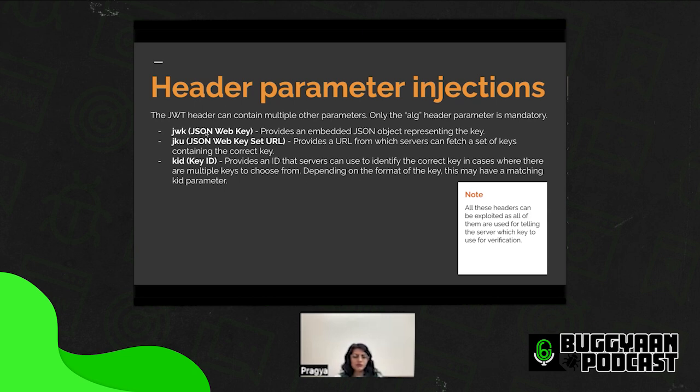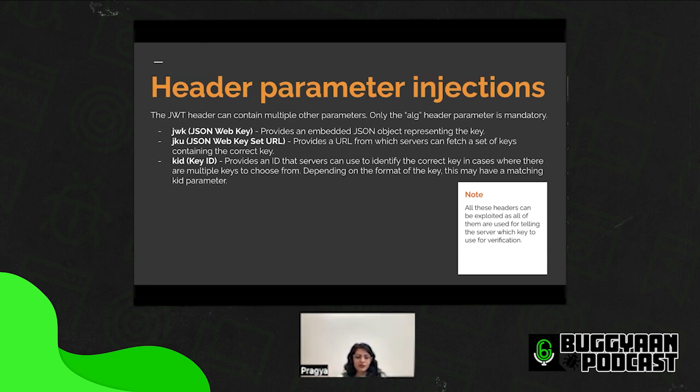First is JWK, which is called the JSON Web Key. It provides an embedded JSON object representing the key. The key which is used for signing is a JSON object only. So if you ever see this parameter JWK in your token header, its value would be a JSON object, and that JSON object would be the key. So take note of that. If you ever see a token which has JWK, its value is the JSON object, which is the key. So you actually got the key from there.